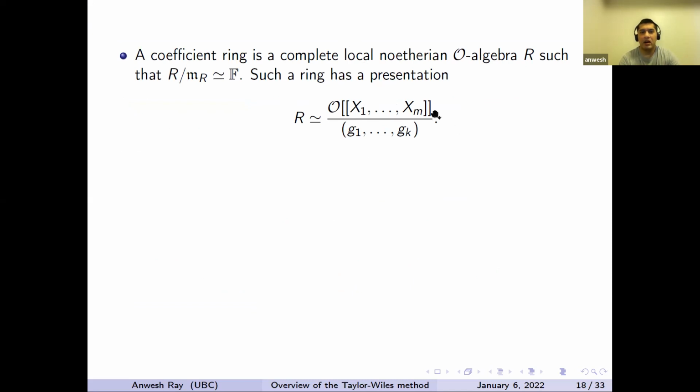So a coefficient ring is a ring which is a complete local Noetherian O-algebra, such that when we look at the residue field, it is isomorphic to F, where F is just the residue field of O. Okay, that's a lot of adjectives, but what we want to keep in mind is a ring of the following form. It has a presentation of the following type. We have a formal power series ring over O in m variables, and we're going modulo a number of relations. This is basically the type of ring that we care about here.